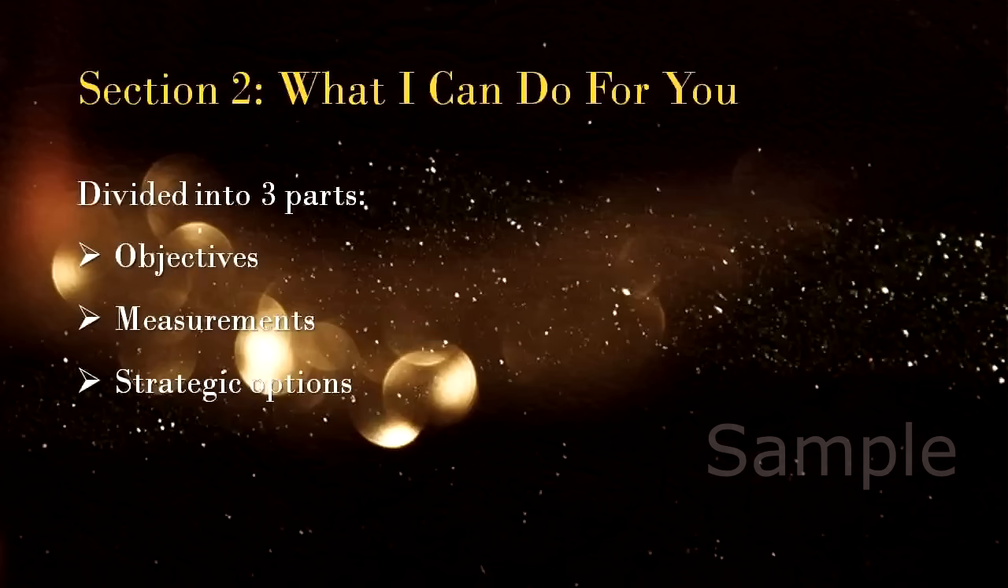Section 2. What can I do for you? This section is about what you as the copywriter can do for your lead or client and is divided into 3 parts: objectives, measurements, and strategic options. Objectives are aligned and agreed upon in previous meetings. It's then listed according to priority to demonstrate your clarity, understanding, and focus of the proposal.